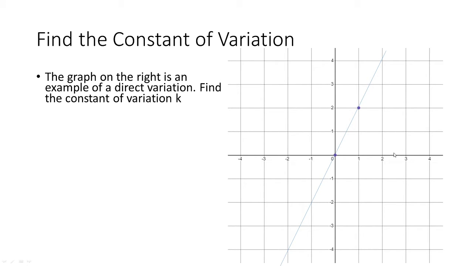Something else you ought to be able to do is if I give you an equation, or if anybody gives you an equation, you ought to be able to find the constant of variation k. Fortunately, this isn't very hard because the constant of variation is also the slope of the line. First, let's read the points. Here's my graph over here. I have 0, 0, and I have 1, 2.